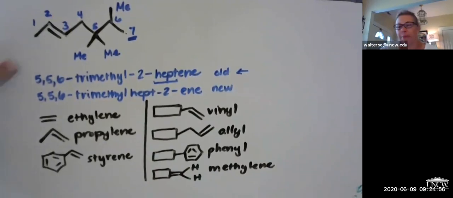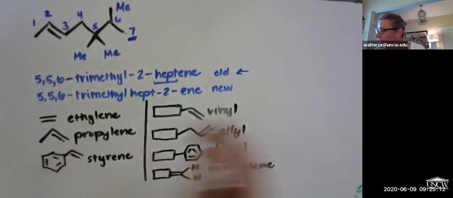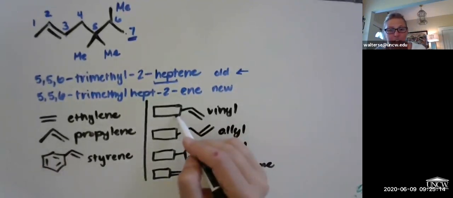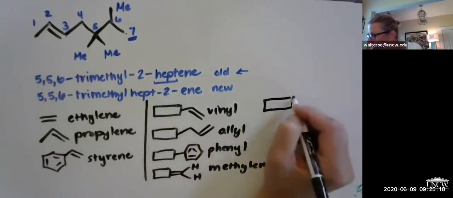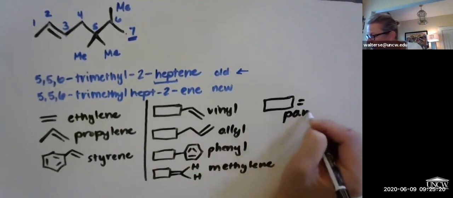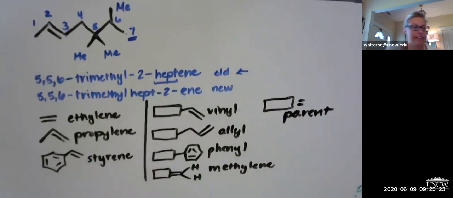Are there questions about how to name or the historically relevant and common substituent names? Okay, let me write a little box over here. This is not supposed to look like cyclobutane. This is just representing a parent. I didn't think about that when I drew it.